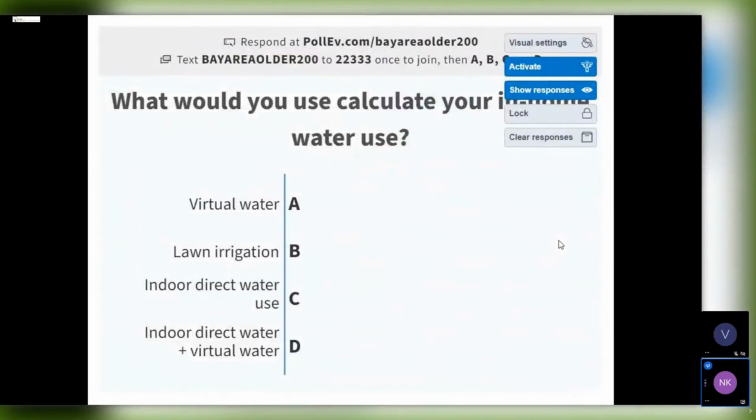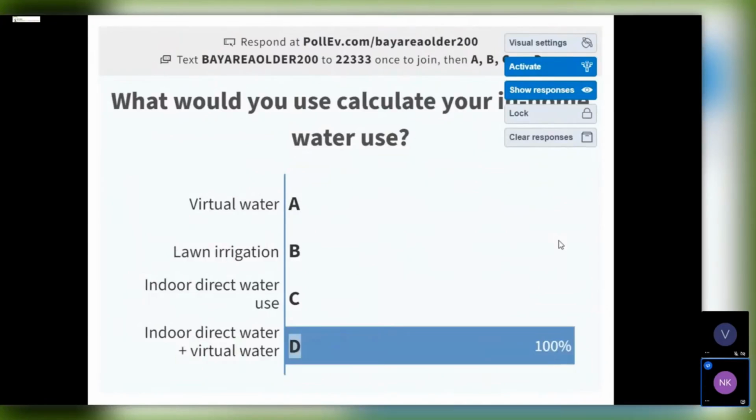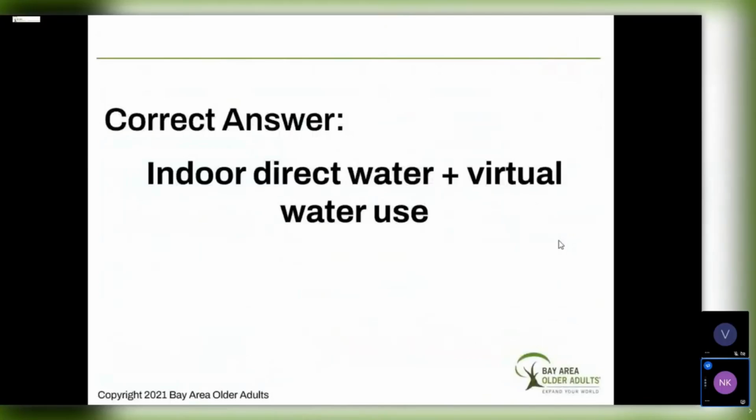Let's see what you have learned so far. What would you use to calculate your in-home water use? The correct answer is your indoor direct water use plus your virtual water use.